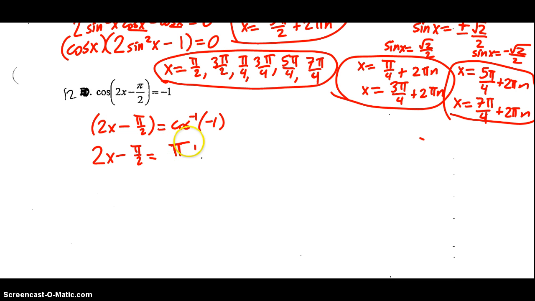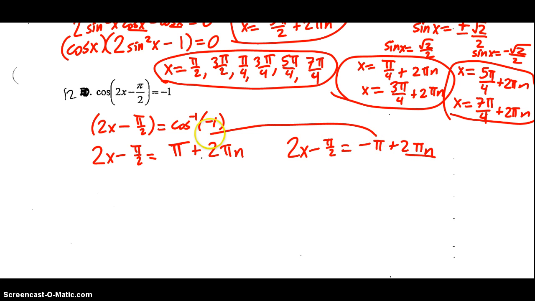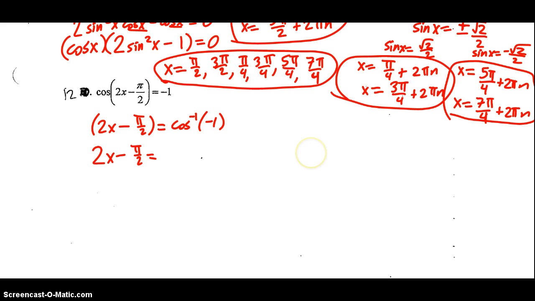pi plus 2 pi n. And the other option would technically happen at the negative of that, negative pi plus 2 pi n. But here's the kicker. If I were to add 2 pi n to negative pi, don't I get pi? So in this particular instance, these are basically the same solution. Okay, so I'm not even going to worry about this guy over here.